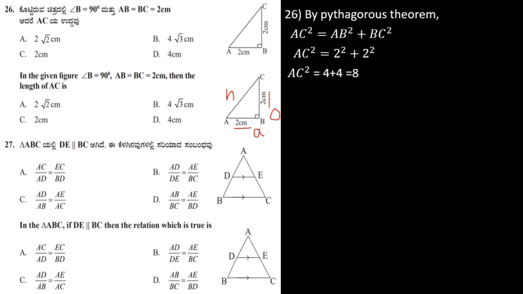So root of 8, it's not a perfect number. Therefore, we can take root 8 is equals to root of 4 into 2. Root of 4 is 2. So 2 root 2 centimeter we will get. Therefore, option A is the correct one.